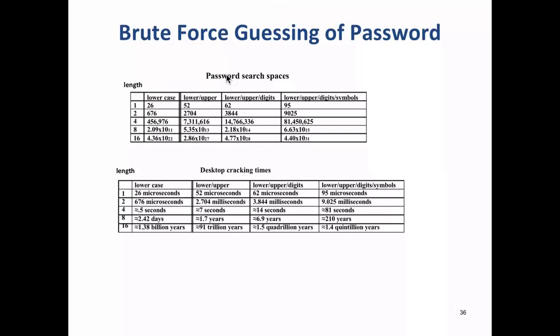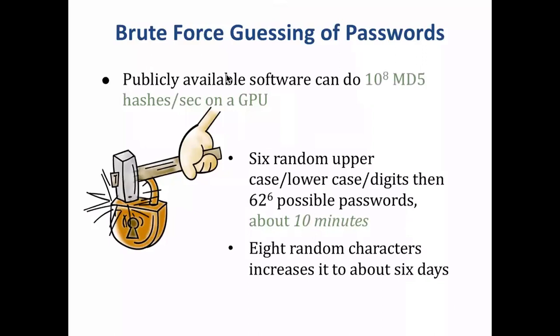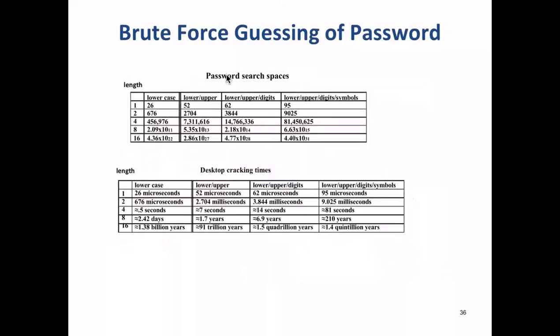So that's the reason most of the time, whenever you set a password, the system will insist you use special characters, lowercase letters, uppercase letters, and so on, of longer length. All right, so the brute force method we have seen already, and now of course you can do it on GPUs, graphic processing units, and you can do 10⁸ MD5 hashes.